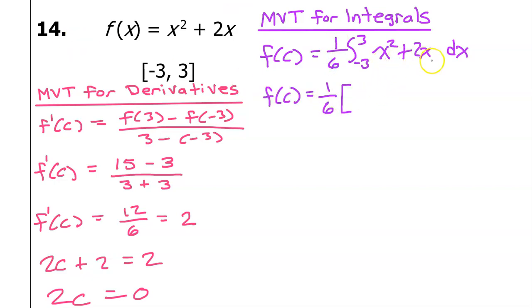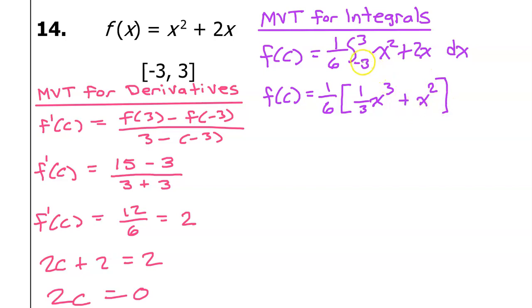Let's integrate term by term. Increasing the exponent by 1, we have x to the third power. Dividing by the new exponent, we have 1/3 x to the third power. Increasing this exponent by 1, we have x squared. But when we divide by the new exponent, 2 divided by 2 cancels out. So we just have plus x squared.